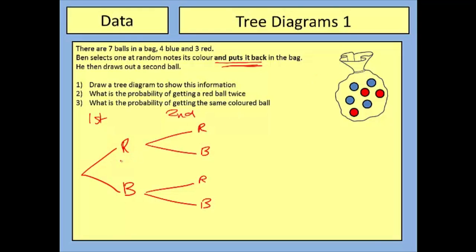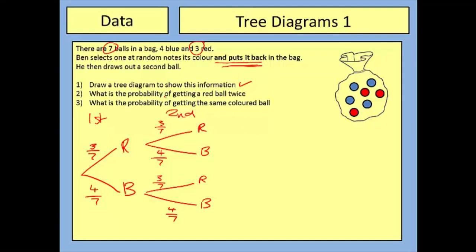The probability he picks out a red ball first of all is 3, because it tells me in the question, out of 7, because it tells me there are 7 balls in total. So the probability of blue is 4 out of 7. And I can add these probabilities in along my tree diagram. 3 out of 7, 4 out of 7, 3 out of 7, 4 out of 7. So that's the first part of the question done.